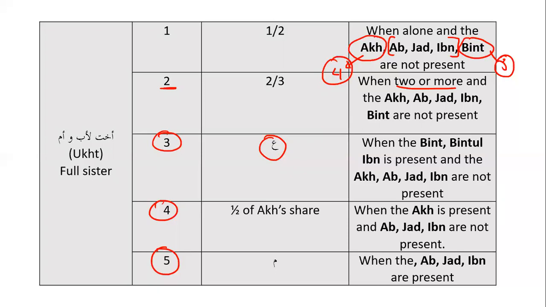Condition number 4, the ukht will receive half of the akh's share when the akh is present and the abjad ibn are not present.